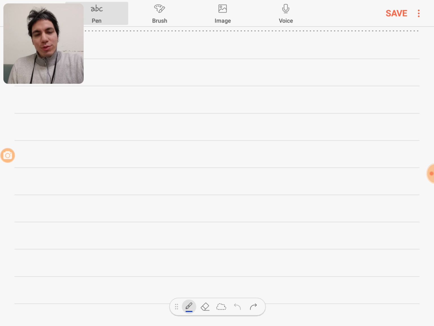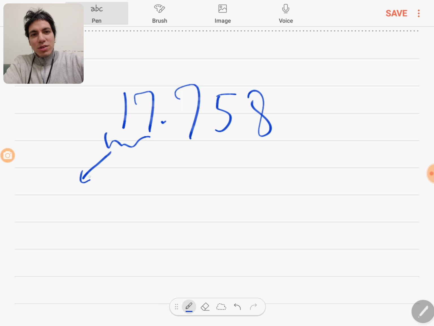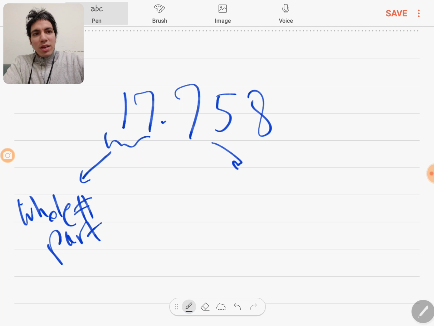So what is a decimal? A decimal, let's say I gave you 17.758. A decimal comprises a whole number part, and it also has a decimal part. So this is the whole number part, and here is the decimal part.